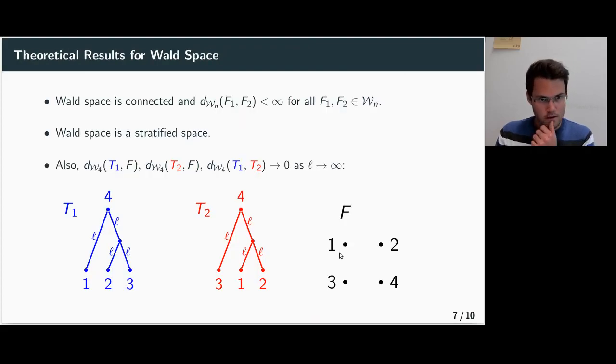Alright, there are some theoretical results of the Wald space. For once, it is connected, the distance between all those elements is smaller than infinity. It is a stratified space, so it is a union of manifolds glued together in some topologically compatible way. And finally, all those distances from our example before actually go to 0. So we have this property, those distances go to 0. And furthermore, the forest, this disconnected forest, is actually contained in our space. So the limit element of this limit is actually contained in Wald space.